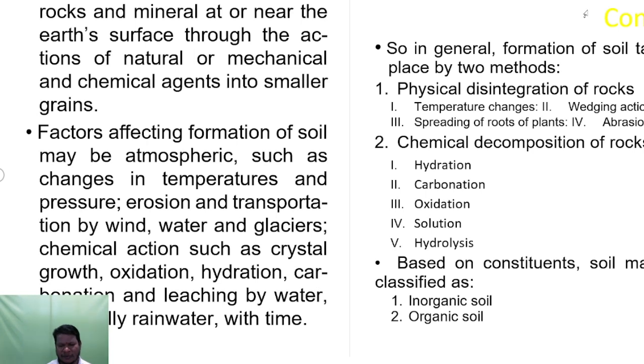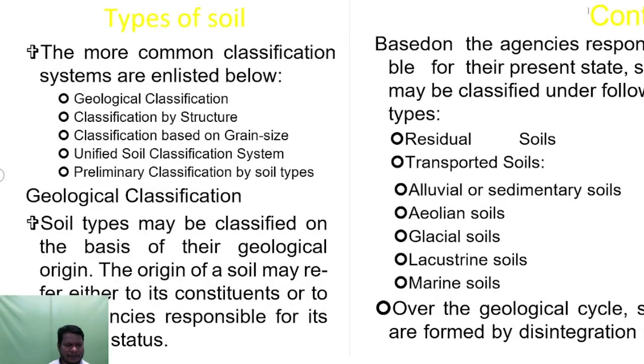Based on the constituents, the soil may be classified as two types. One is inorganic soil, then organic soil. The more common classification systems are listed below. These are types of soil: geological classification, classification of the structure, classification based on grain size, unified soil classification system, preliminary classification by soil types.